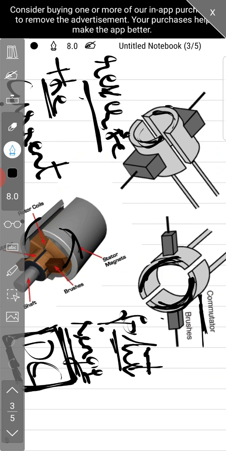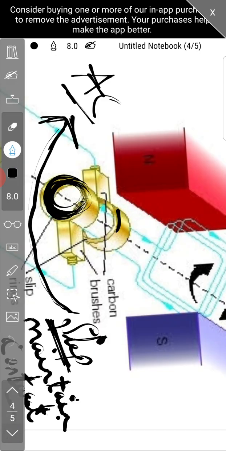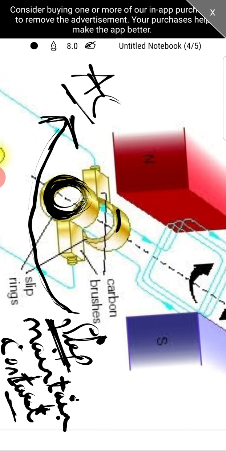Split rings have a specific purpose. They are always used to reverse the direction of the current for every half revolution, whereas slip rings do not have any specific purpose. They are just used to maintain contact with the rectangular coil.